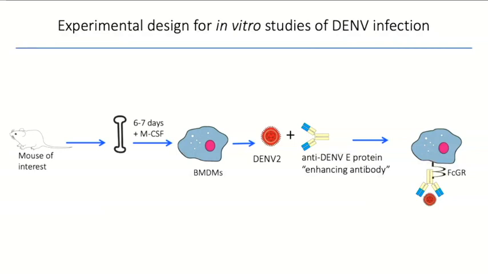So-called enhancing antibodies are widely used in dengue virus research. These antibodies, raised against the viral envelope protein, can be used to opsonize virus so that it can be taken up easily by host cells that express the Fc gamma receptor. I attempted to use this method to facilitate the infection of my BMDMs.